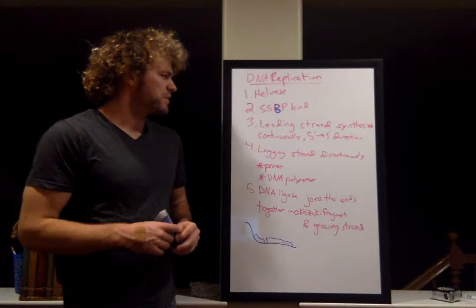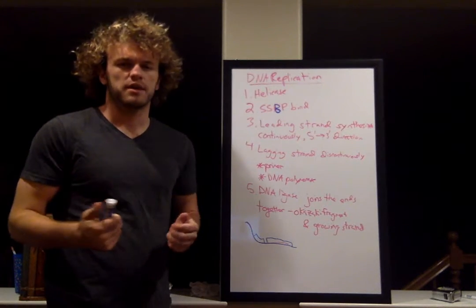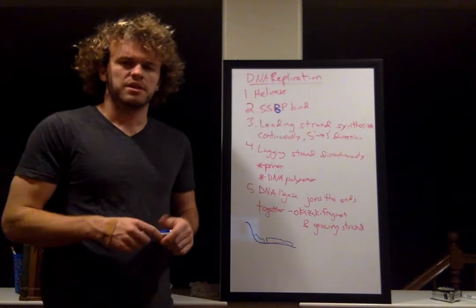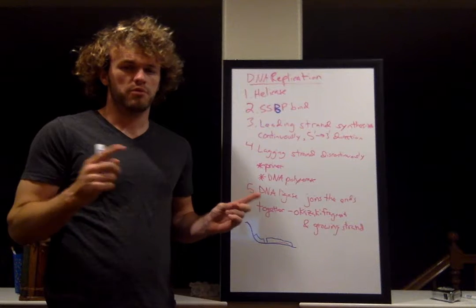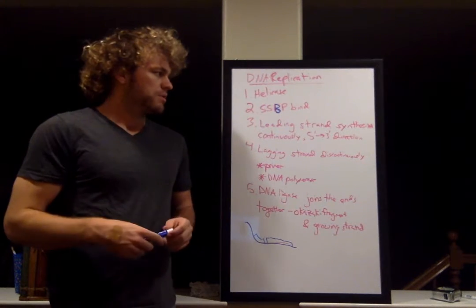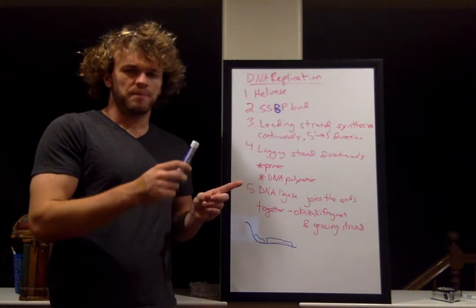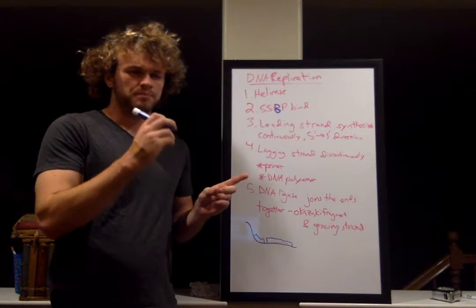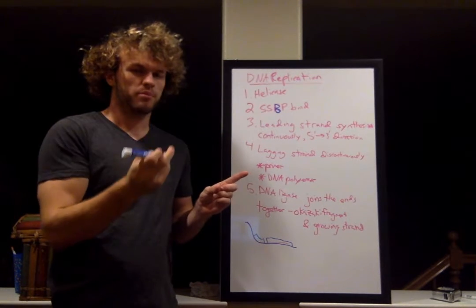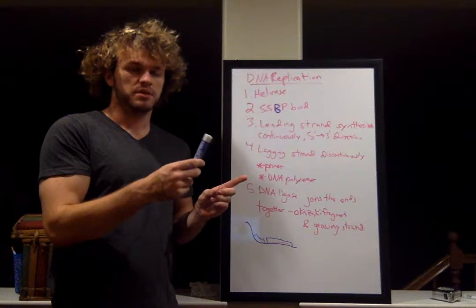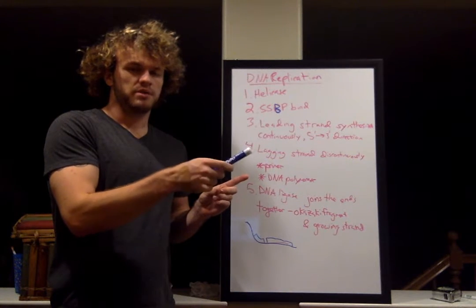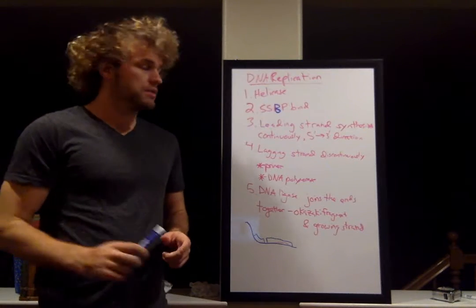Next thing that happens is we'll start off with the leading strand. The leading strand adds nucleotides in the 5' to 3' direction. That means the template strand itself is going 3' to 5'. So when the primer binds to the strand with the 3' to 5' end, DNA polymerase will bind to that primer and just start adding nucleotides.